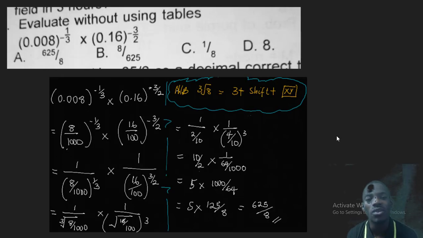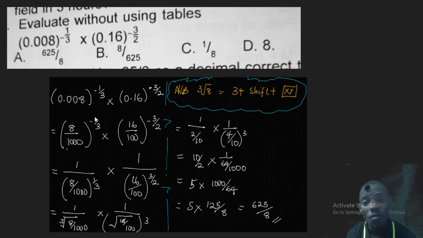Now the second one is also an indices question. The first thing to do is to turn this decimal into a fraction. That will give me 8 over 1000, all to the power minus 1 over 3, times 0.16, which is 16 over 100, all to the power minus 3 over 2.